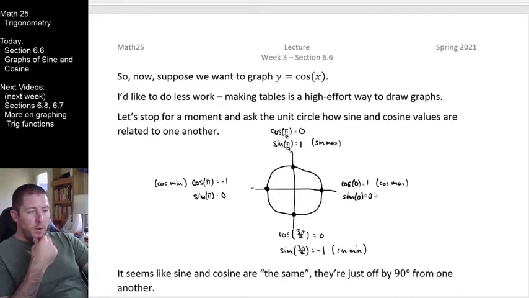And even with the ones that we didn't label, right, here sine was 0, 90 degrees later cosine was 0. At this point, sine got to its max, 90 degrees later cosine got to its max. At this location, sine was 0. 90 degrees later, cosine was 0. At this location, sine was at its minimum. 90 degrees later, we get back around to the cosine being at its maximum once again right there.